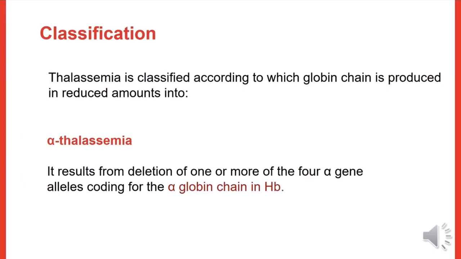Classification of thalassemias. Thalassemia is classified according to which globin chain is produced in reduced amounts, into either alpha thalassemia or beta thalassemia. Alpha thalassemia results from deletion of one or more of the 4 alpha gene alleles, coding for the alpha globin chain in hemoglobin. So the main reason why a person would have alpha thalassemia is deletion rather than single point mutation. Now remember, we have 2 alpha gene loci on chromosome 16, and therefore each individual carries 4 alpha gene alleles.